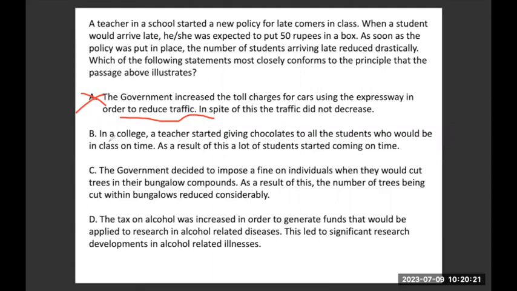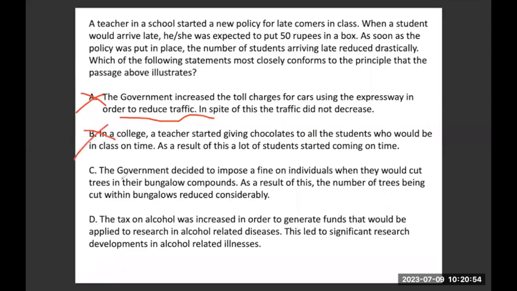The next part, in a college, a teacher started giving chocolates to students who would be in class on time. As a result of this, a lot of students started coming on time. This is a complete opposite behavior, because here there's a positive reinforcement, where you're basically giving some reward for good action, but what the question says is you are fining for a negative act, which is an opposite situation compared to what is given here. So B is also wrong.